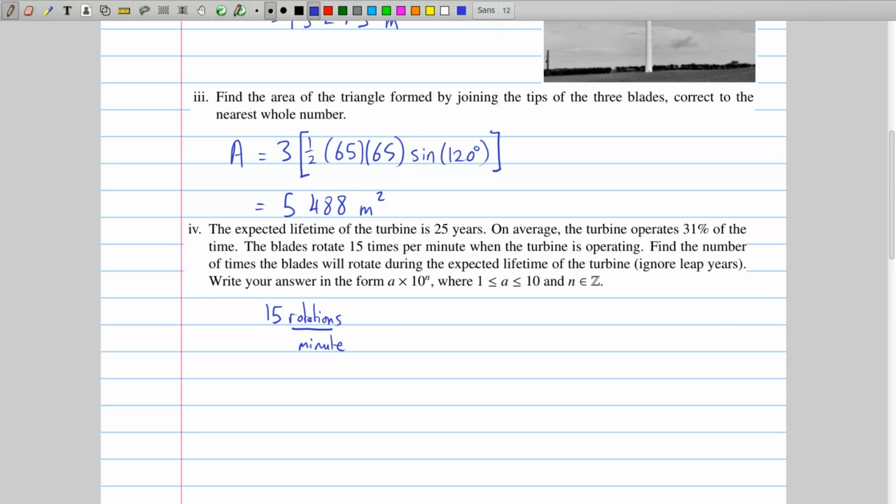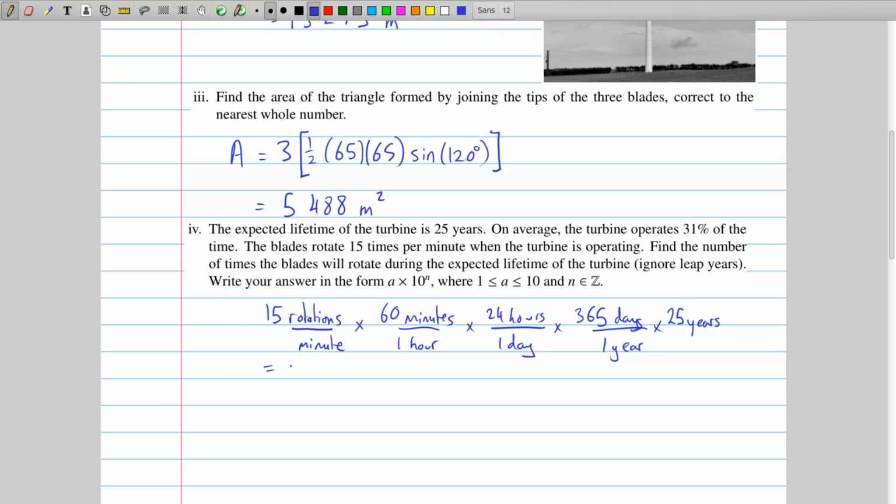And we have to work our way up to years because we're starting with 25 years. So we go from minutes to hours, so that is 60 minutes per 1 hour times 24 hours per 1 day. It says to ignore leap years, so we're going to assume it's 365 days per 1 year. And this tells us how many times it's going to rotate in 1 year. But we don't just want 1 year, we want 25 years. So 25 years.